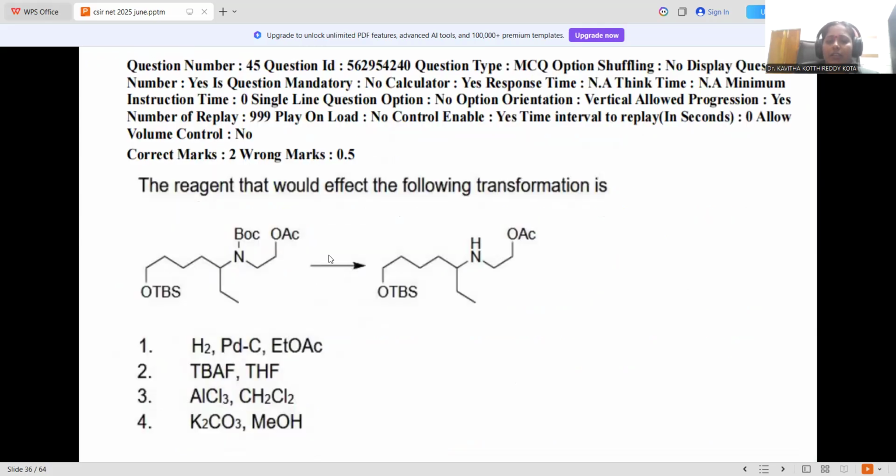So here the requisite is removal of BOC only. That's the reason why our focus must be on AlCl3, being a Lewis acid, right? So AlCl3 and solvent dichloromethane are suitable for this removal, and you will get this kind of deprotection. I hope this is option 3.